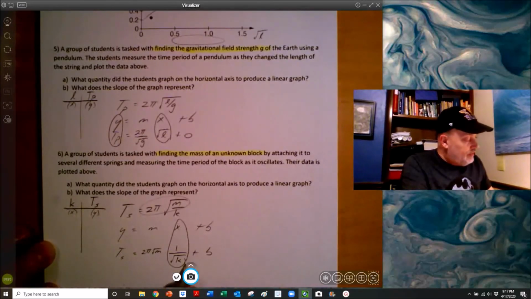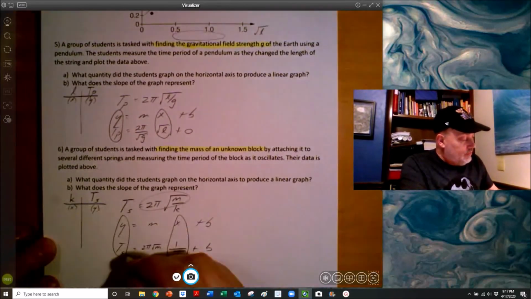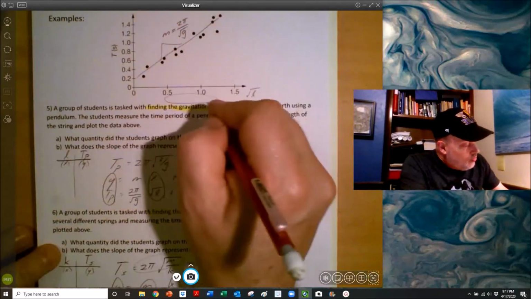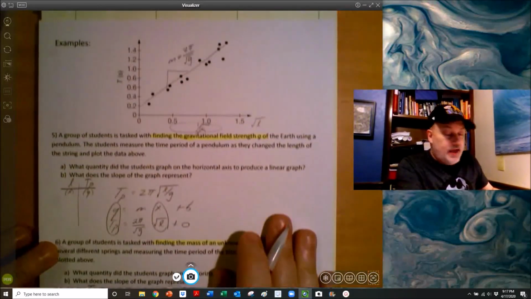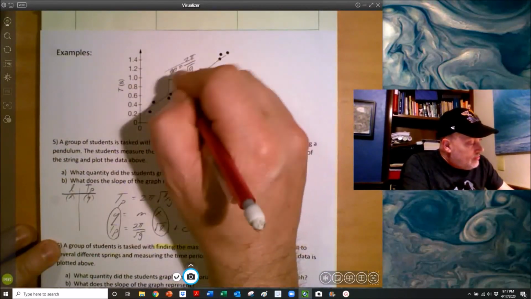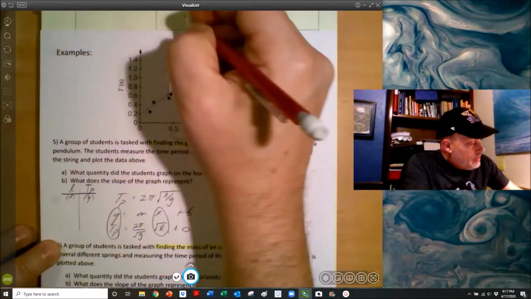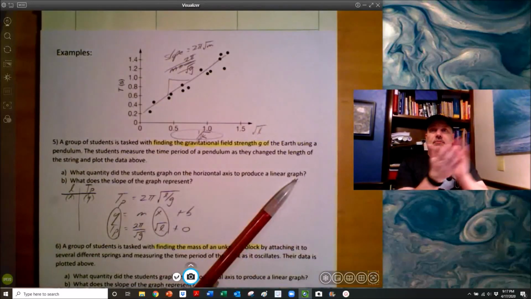So if we graph this on the x-axis and this on the y-axis, then this should be our slope. So if we put 1 over the square root of k, this time our slope will equal 2 pi square root of m. That's it. We're done.